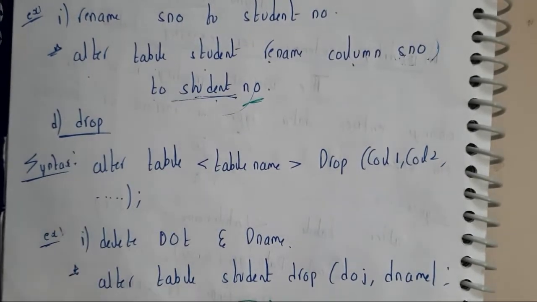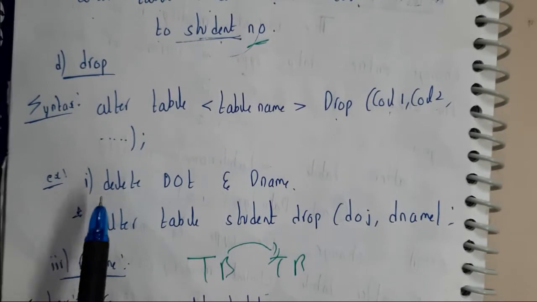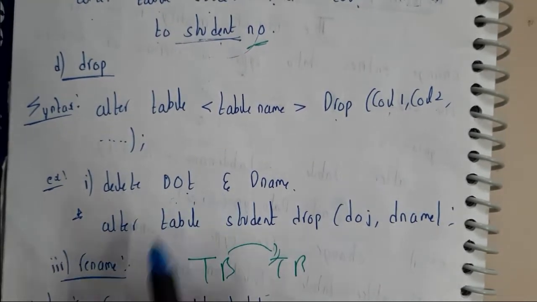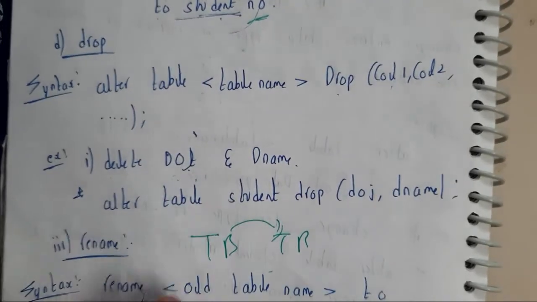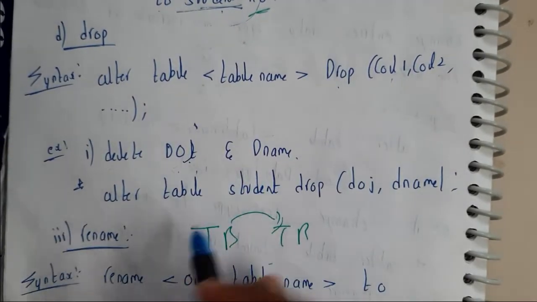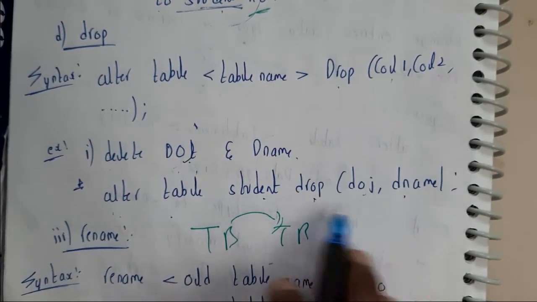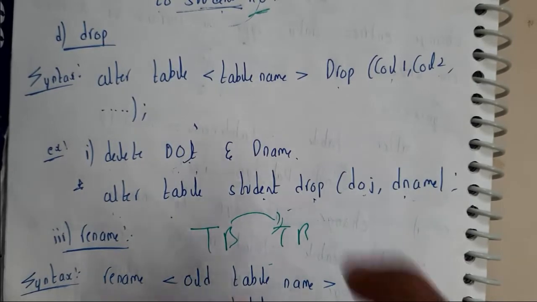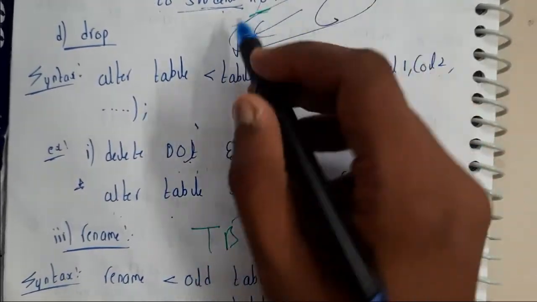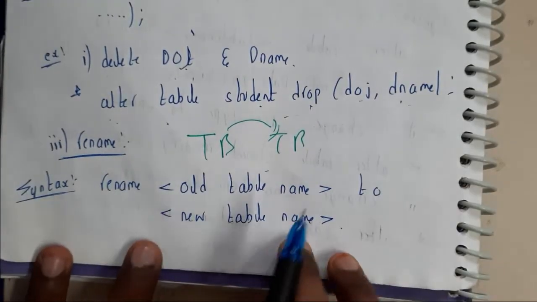Fine. So similarly we are having drop: alter table name, drop column 1, column 2, and so on. Delete dot, that's nothing but date of joinee or date of something. Let us assume this as doj only. Date of join and D name. So D name is nothing but department name, guys. So alter table student drop doj comma D name. So in this way we can do drop function for particular columns. So remember, alter is done for particular columns. Fine. Okay. So similarly we can do in DDL.